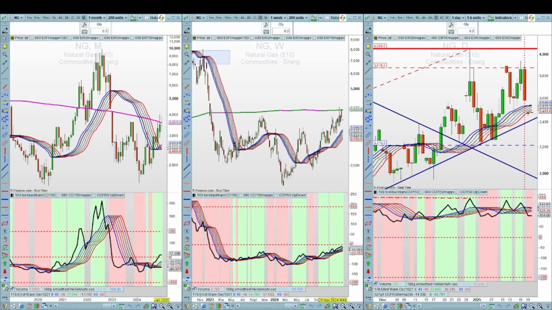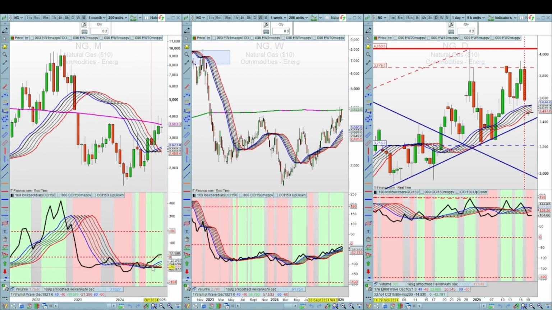So first, as always, we look at the long-term trends. So we look at the monthly, the weekly, and the daily. What we've got here on the monthly chart, we look at these moving averages being broken, and you can see here on the CCI 150, it's been bullish above those moving averages. Likewise, the price on the monthly is broken above.